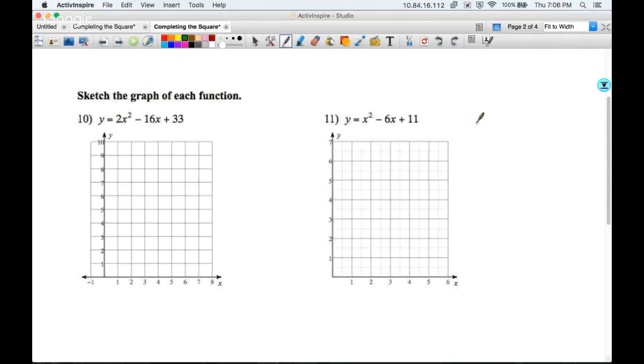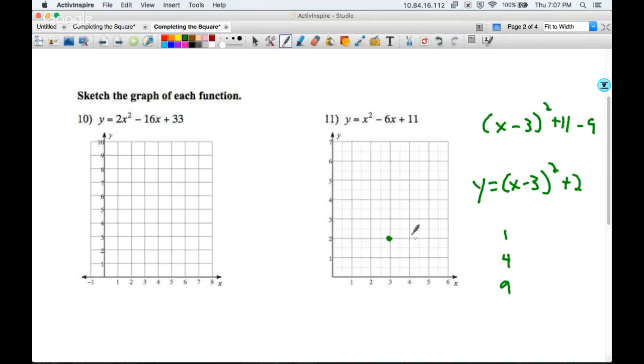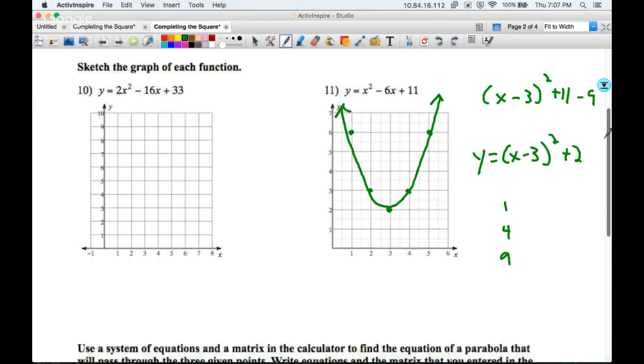I'll graph number 11 here. So convert this to vertex form. We'll get (x minus 3) squared. Keep that plus 11. Subtract a 9, because when we square that negative 3, we get a positive 9 extra. Y equals (x minus 3) squared plus 2. Put a vertex at (3, 2). And then we go up by that pattern 1, 4, 9. So up 1 from the vertex, up 4 from the vertex, going out from the vertex, and connect up our points. We've got a parabola.